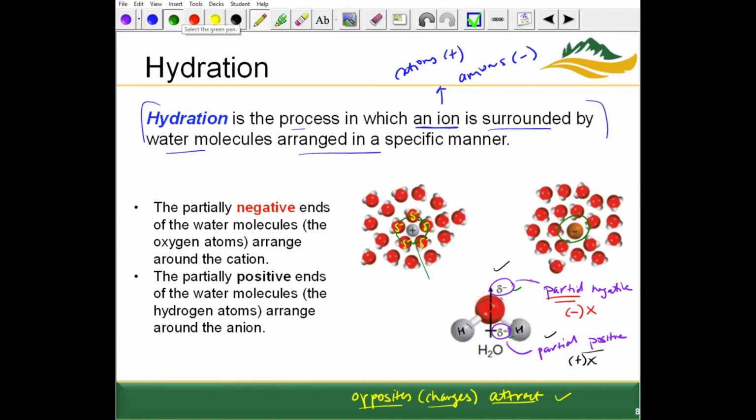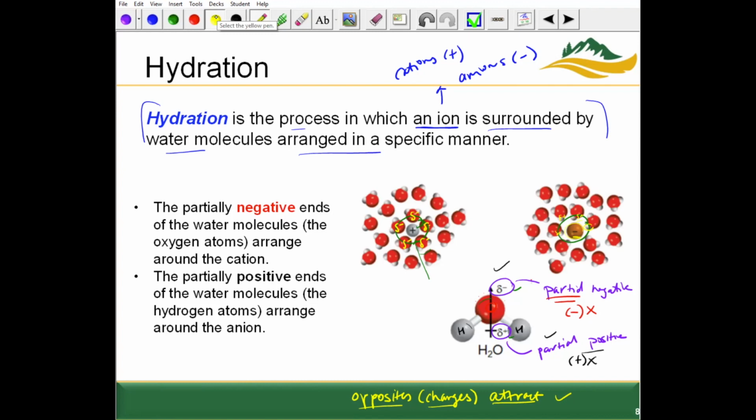So for a cation, we notice the partial negatively charged oxygen is going to orient itself around that positively charged cation. Whereas for this anion, negatively charged, the partial positive hydrogens are going to want to be closer to the negatively charged anion. So those white spheres are those partial positives. So again, just coming back to the idea that opposite charges attract.